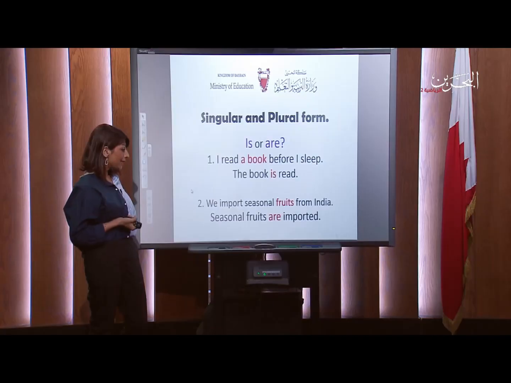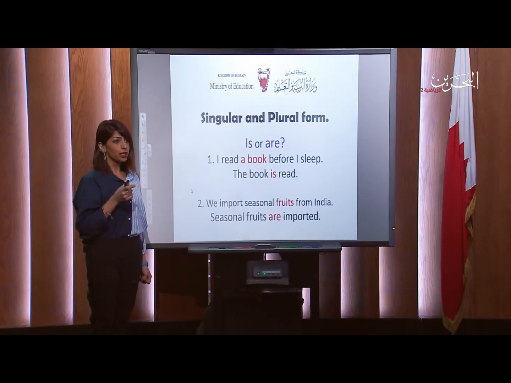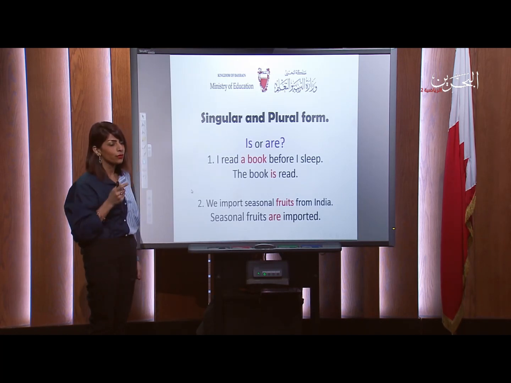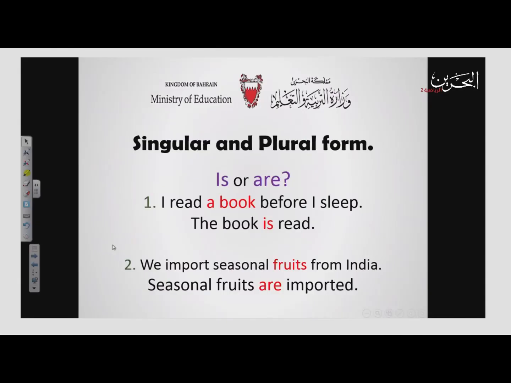Second example is, we import seasonal fruits from India. And this is the active, the normal type of sentence. If I want to transfer it into passive, I start with the object, which is the seasonal fruits. And I said fruits, which means it's plural. It's more than one. In this case, I have to use are. Seasonal fruits are imported. And I said imported, and the previous one I said read.